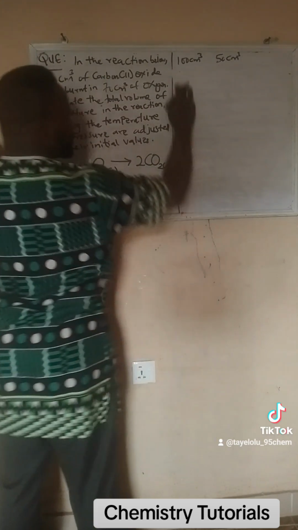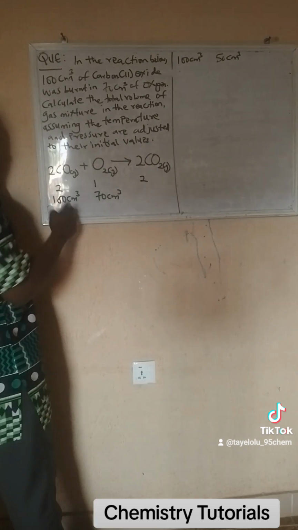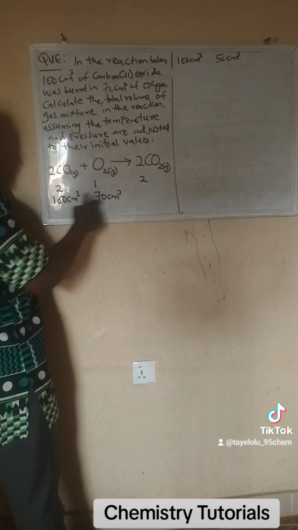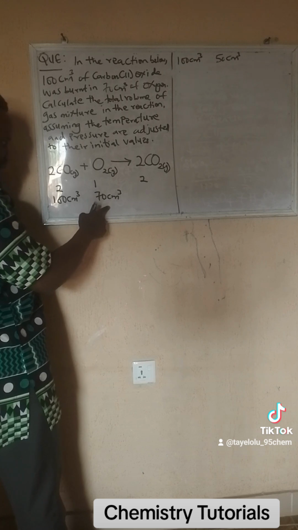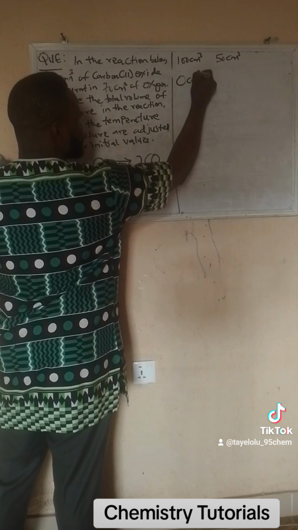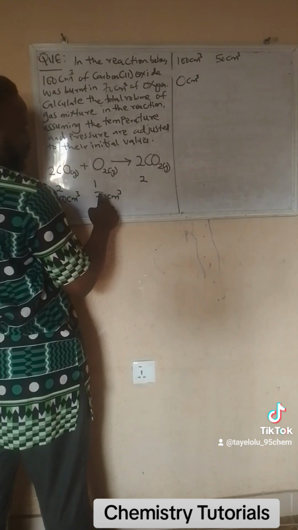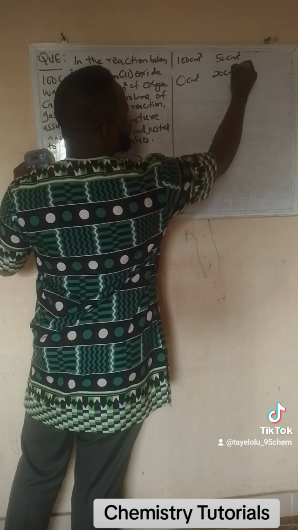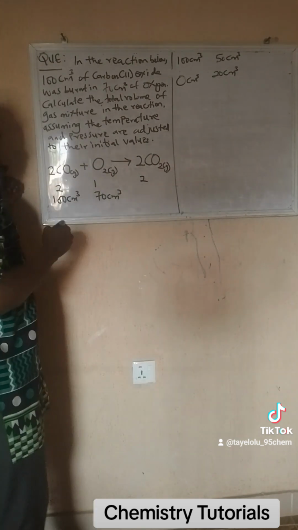oxygen gas. So at the end of the reaction, 100 cm³ was supplied before the reaction, and 70 was supplied here. So how many will be left? 100 was used. We have 0 cm³. Out of 70, 50 was used. 70 minus 50, you have 20 cm³ left. I hope you are following.